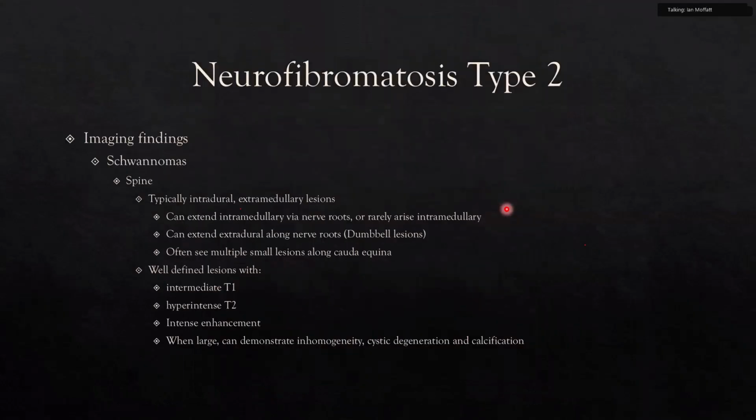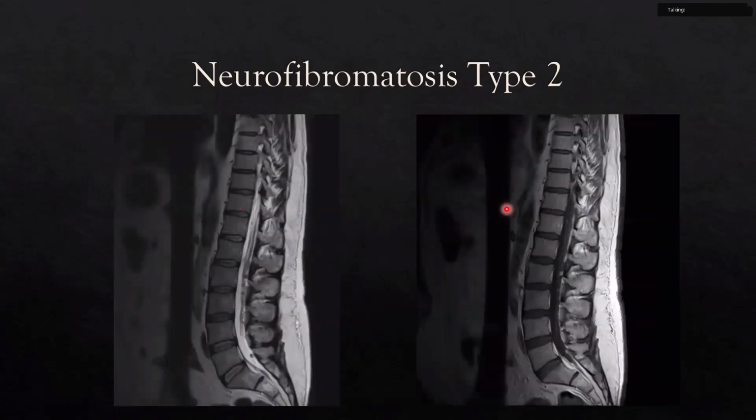The schwannomas in the spine are typically intradural extramedullary lesions, but they can extend via nerve roots to involve the intramedullary space. Rarely they arise primarily intramedullary. They can extend extradural along the nerve roots as the typical dumbbell lesions, and you often see multiple small lesions along the cauda equina. They're well-defined, intermediate T1, hyperintense T2 with intense enhancement, but when large, like all the other lesions, can demonstrate inhomogeneity, cystic degeneration, and calcification.